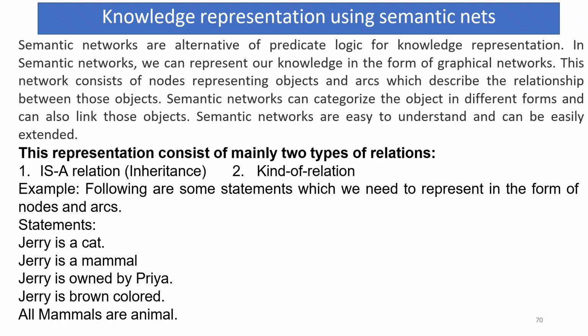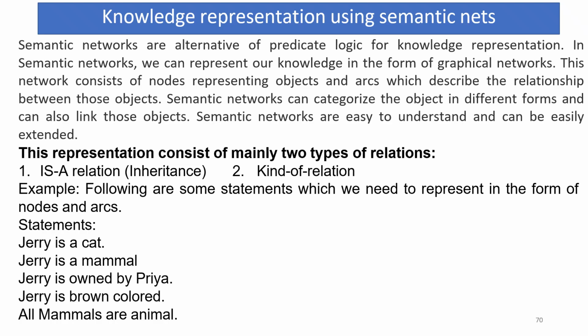There are two different types of relations that we use in knowledge representation using semantic nets. One is the is-a relationship and the other is the kind-of relationship. The is-a relationship is exactly the concept of inheritance. It shows that the object belongs to the class, and it inherits the properties. It can be represented as a parent-child relationship. Cat is a mammal. Mammal is an animal. Therefore, cat inherits the properties of mammals and animals.